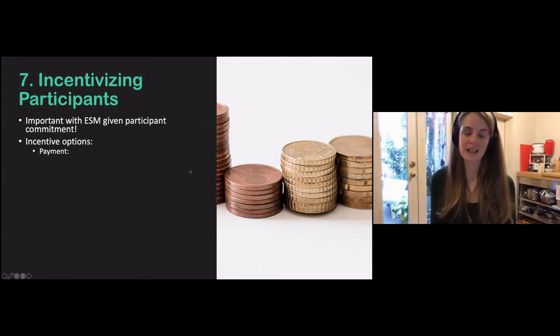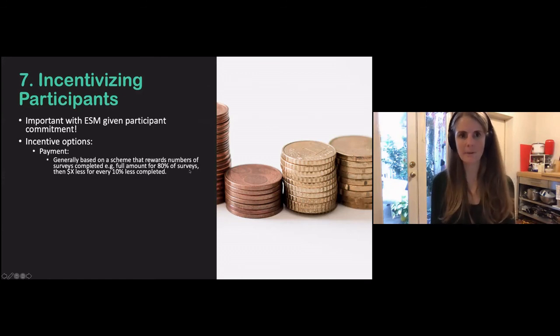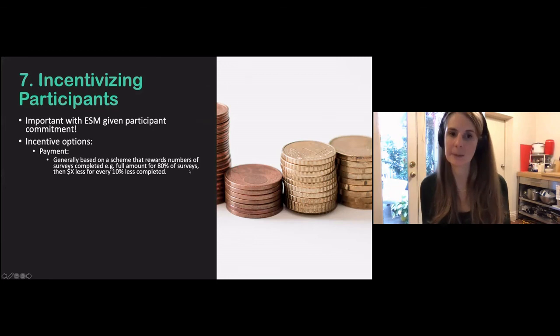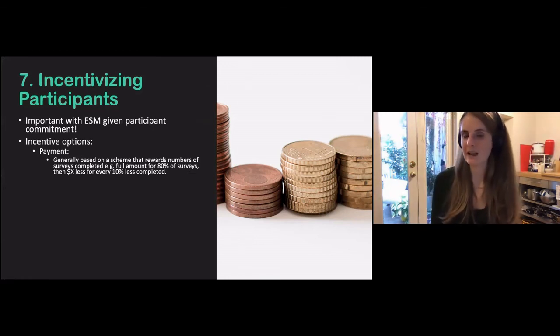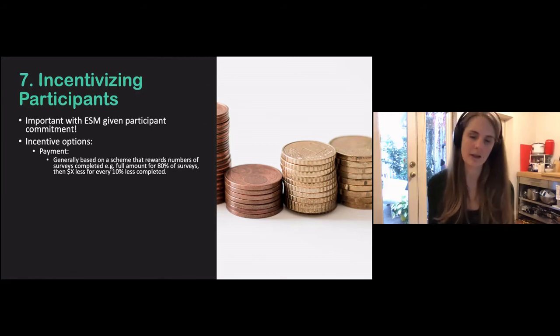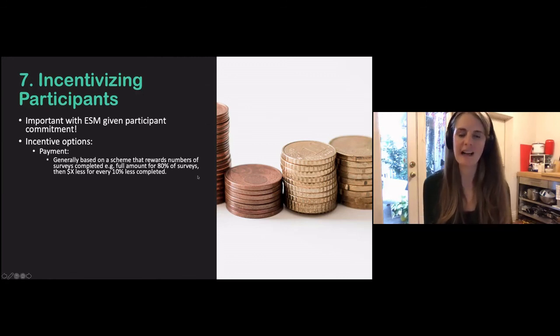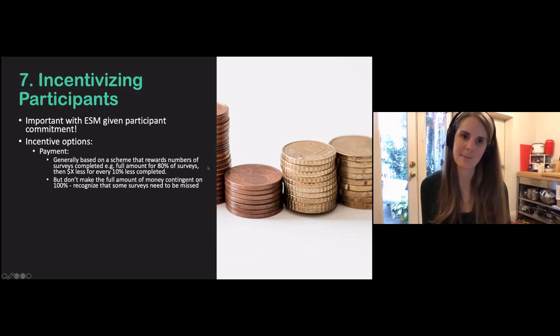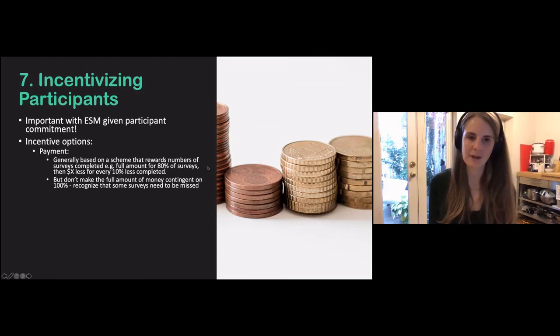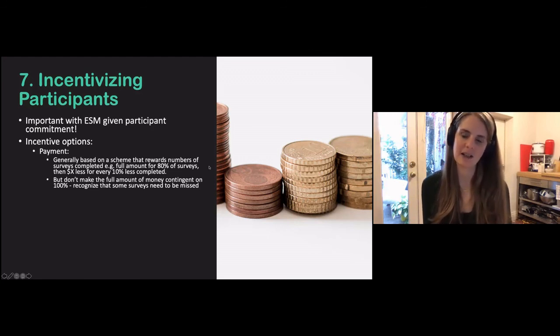So the first option is obviously payment. We generally incentivize based on a scheme that rewards numbers of surveys completed. So we would say you get the full amount of payment if you do 80% of the surveys, and then you get a certain amount of dollars less for every 10% less completed, to try and get participants excited and into completing the surveys. But just make sure you don't make the full amount of money contingent on 100%. You need to recognize that some surveys need to be missed and will be missed.